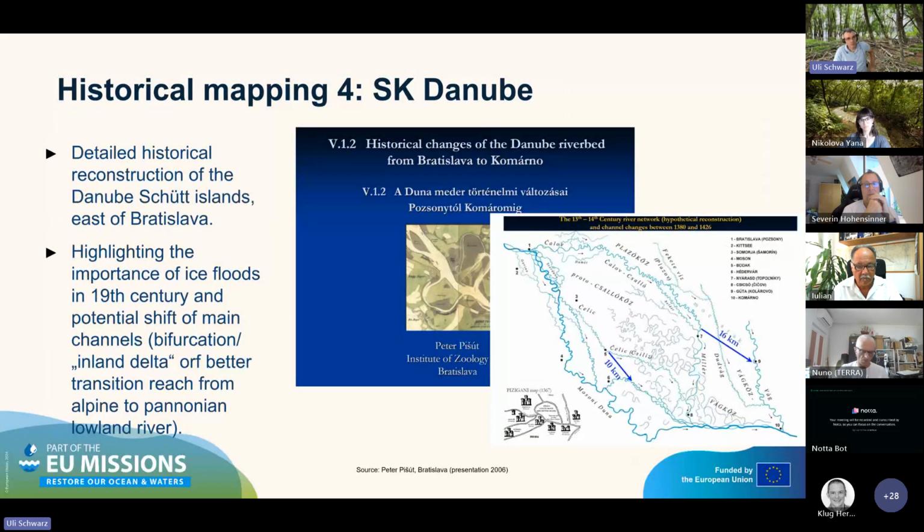But we also have a lot of colleagues coming from historical science, from geography, dealing over centuries with the development of landscapes and also rivers. One of these guys is Peter Pischut in Bratislava, for instance. Here it is quite interesting. I already mentioned this part downstream of Vienna and Bratislava, where we have this, I would call it inland delta, but it is not a delta.